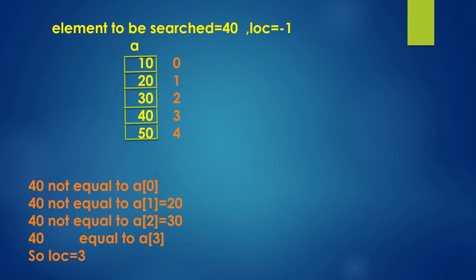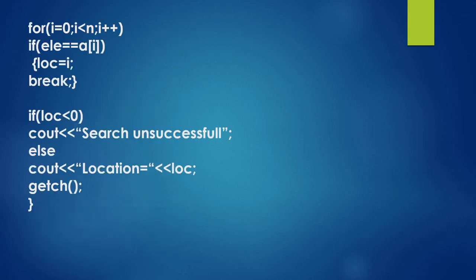That is linear search. What is a linear search? In linear search, the element to be searched is compared with each element in the array. If the element is there, you have to print the location also. If the element is not there, you don't print the location.